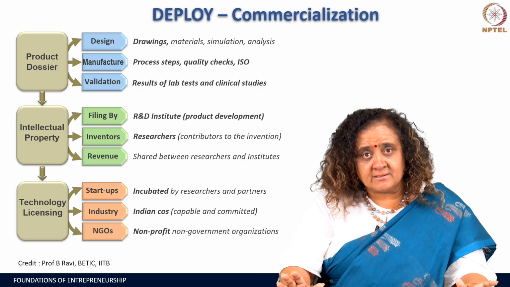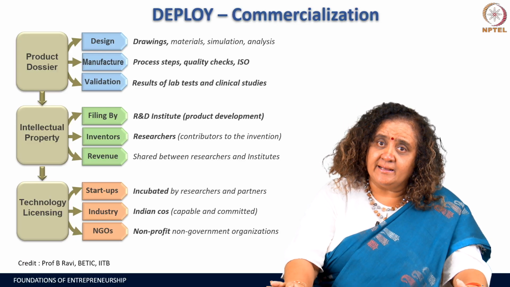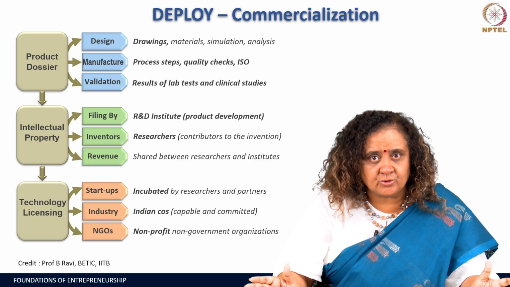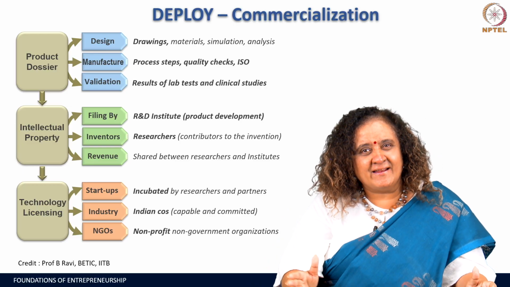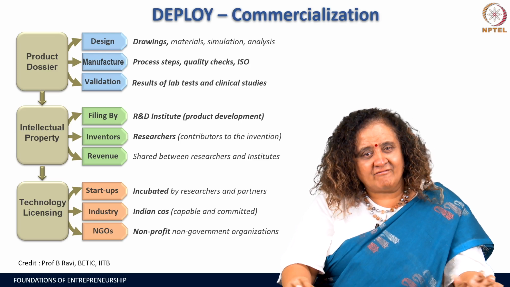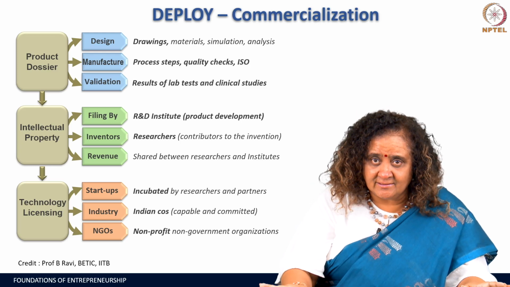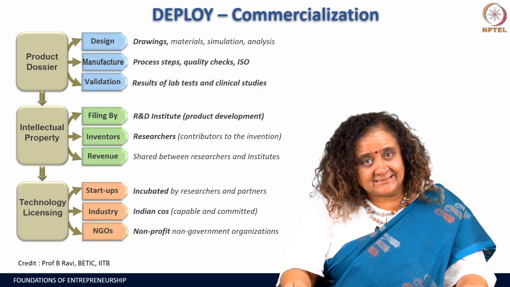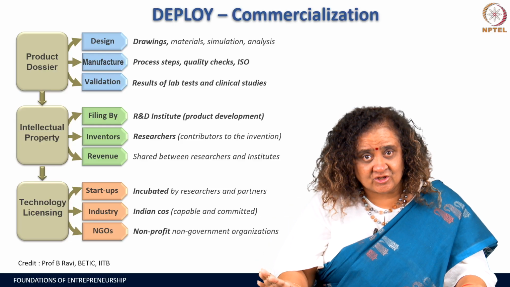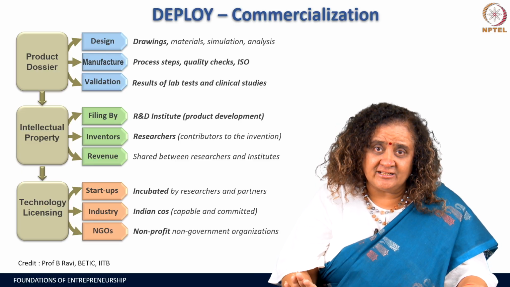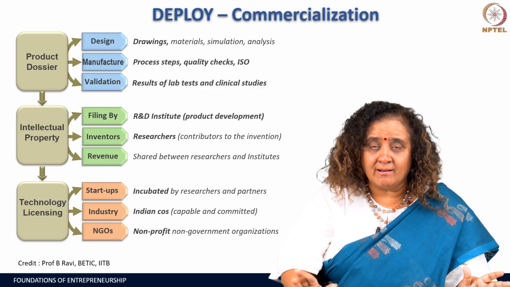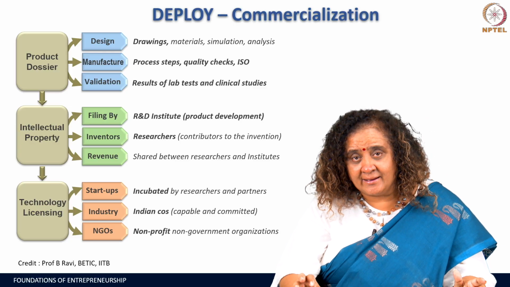So, typically a patent or intellectual property is filed by the institute where the development happens, in our case the academic institute where the research happens. The inventor or the researcher contributes to the invention, and the revenue is shared between the institute as well as the inventor. Technology is licensed. Commercialization can be done directly by the researcher, but often the technology is licensed to a third party to both manufacture and sell in the market, and it is done either by a startup.